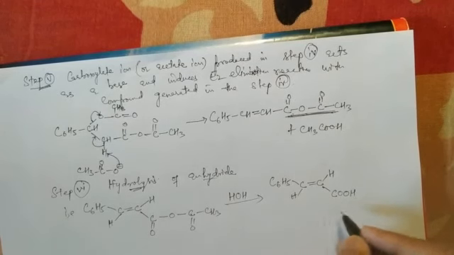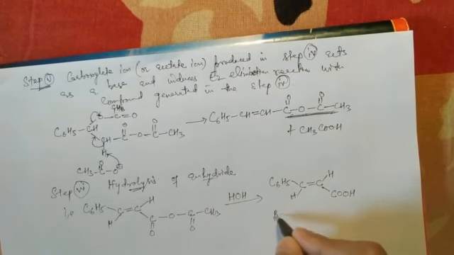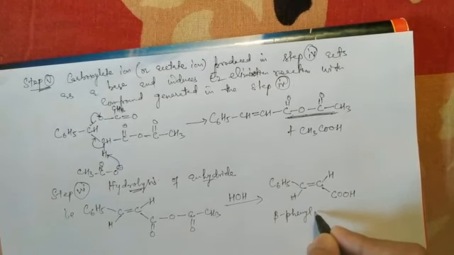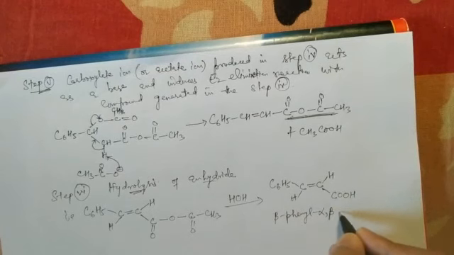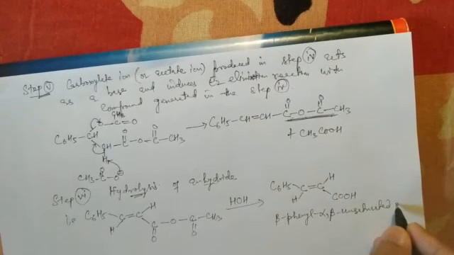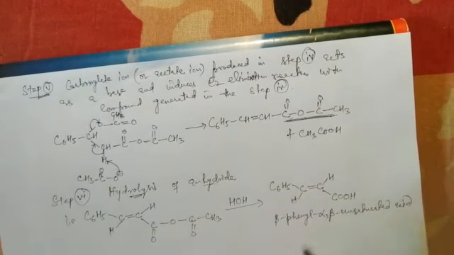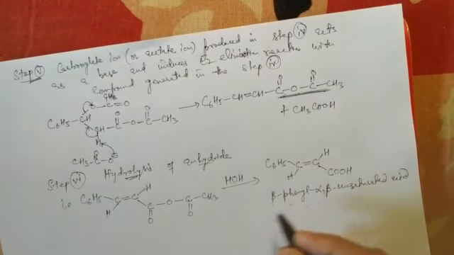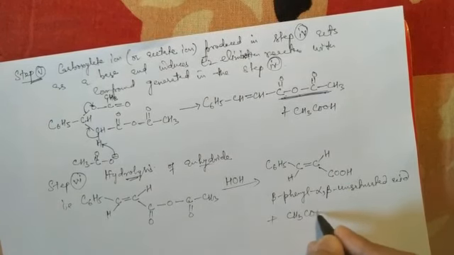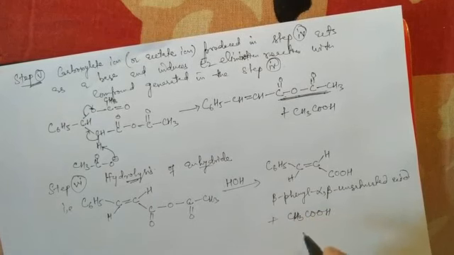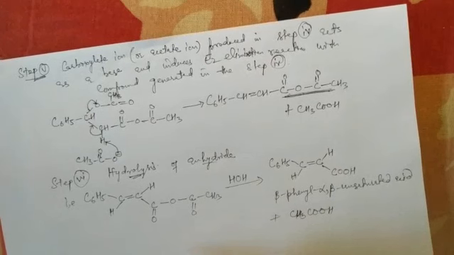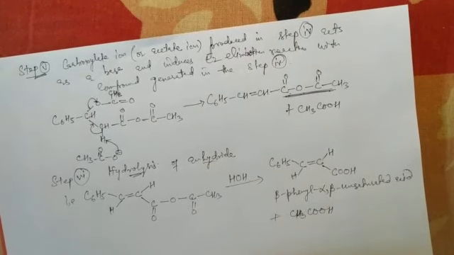Okay, hope you are understanding. Now this is the beta-phenyl alpha,beta-unsaturated acid, and this is cinnamic acid, with the release of acetic acid. Hope you have understood this Perkin reaction.